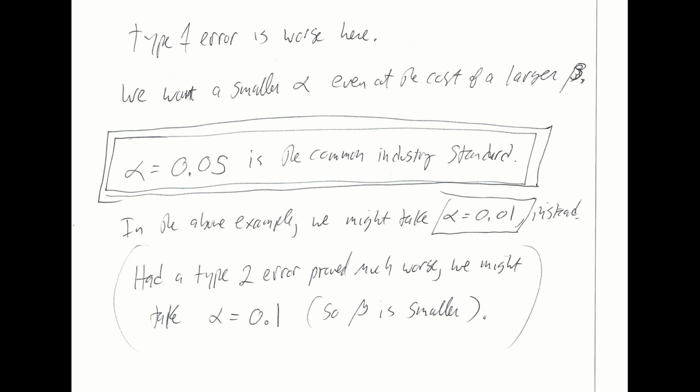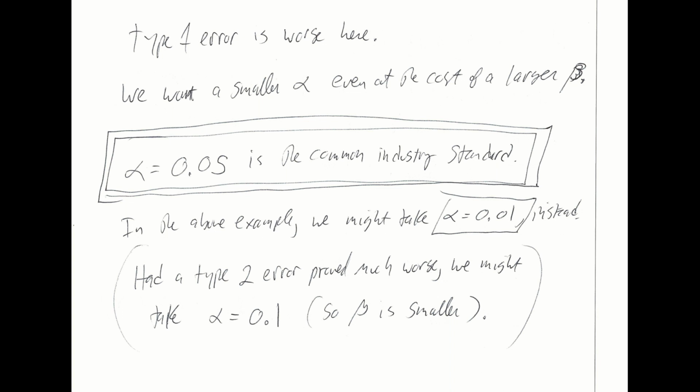error is worse? So in the above example, if we had decided that a type 2 error was the bad kind of error, the worst type of error to make, then maybe we would have gone for a larger value of alpha relative to the 0.05 standard value so that we could decrease beta by making alpha larger, as we discussed in the first part of today's lecture.